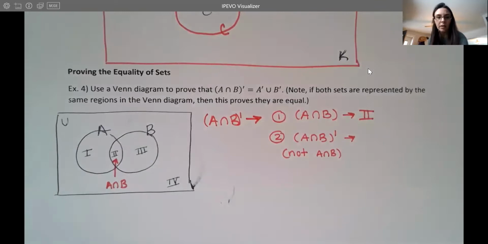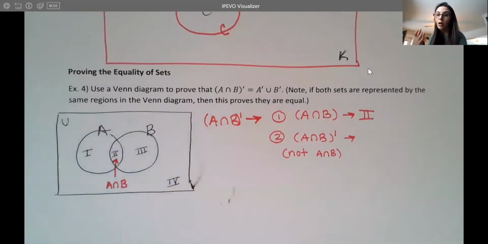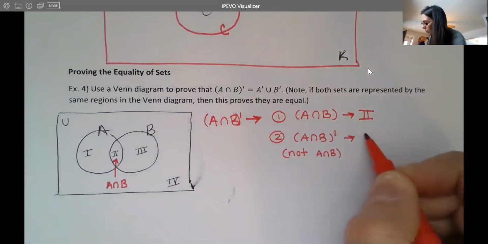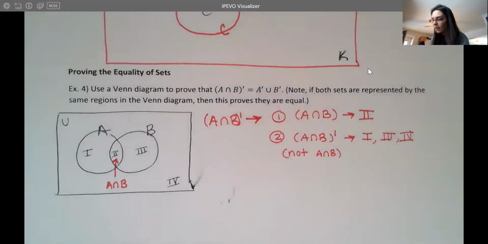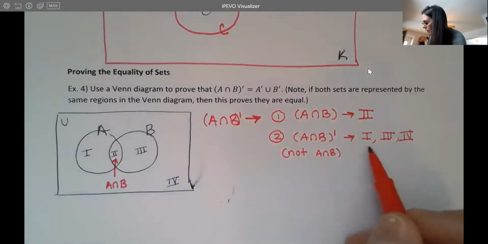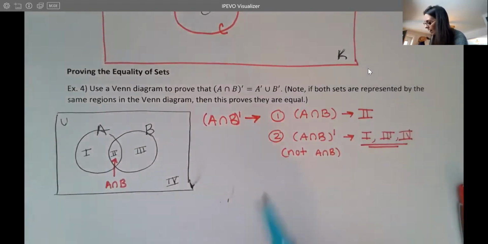Well, think about all the other regions. I have region 1, 3, and 5, right? Those are all the regions that are not region 2, which is A intersect B. So my answer here would be regions 1, 3, and 4. Sorry, this is 4. I think I may have said 5. That's 4. All right, so that's the first part. So our answer ends with these 3 regions. Now I'm going to do the other half, this side.